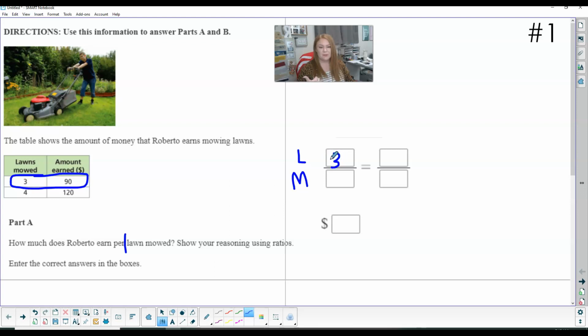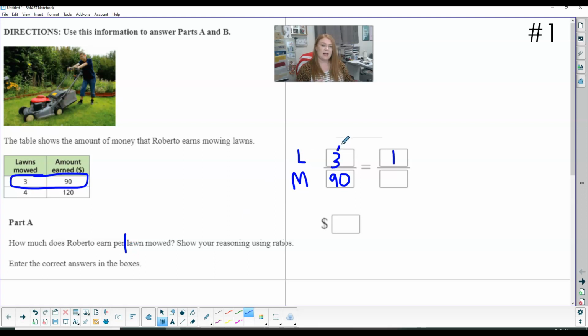So I know when he mows 3 lawns, he earns $90. And I want to know when he mows 1 lawn, how much money does he earn? So that's what we're looking for. How much money does he earn when he mows 1 lawn?